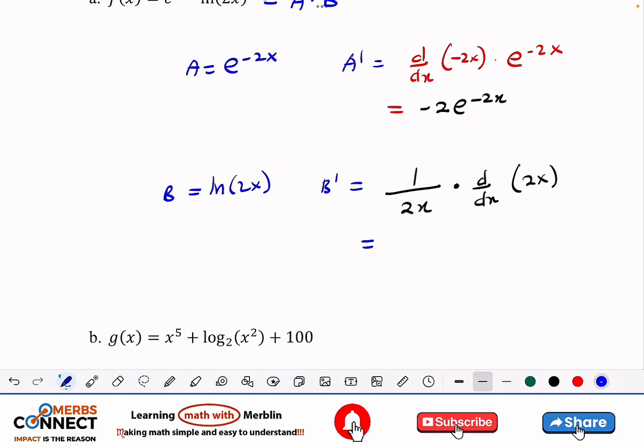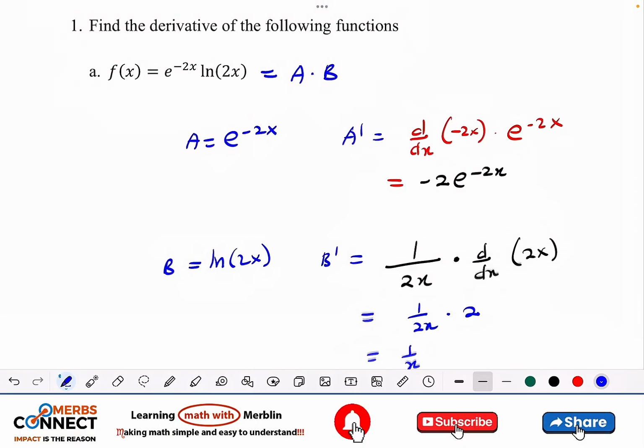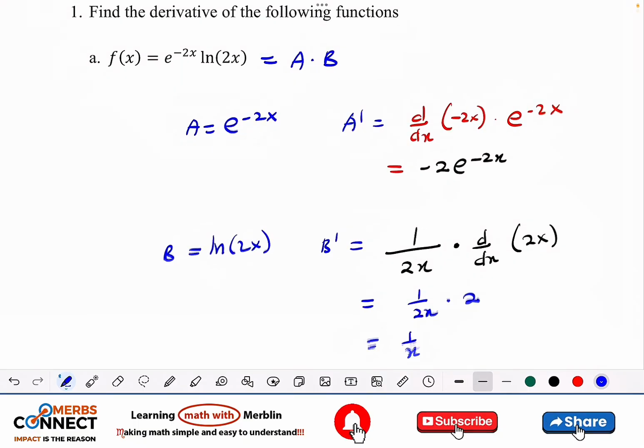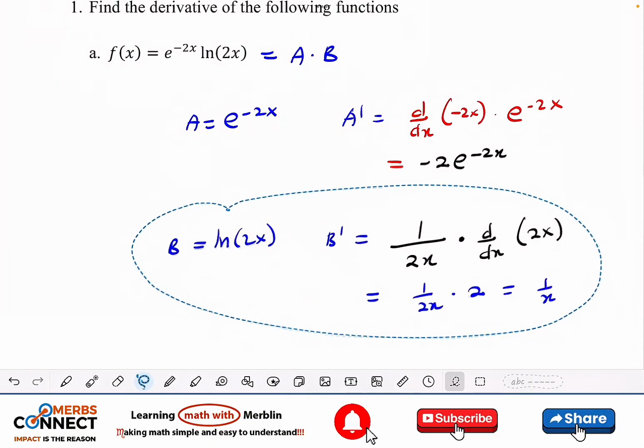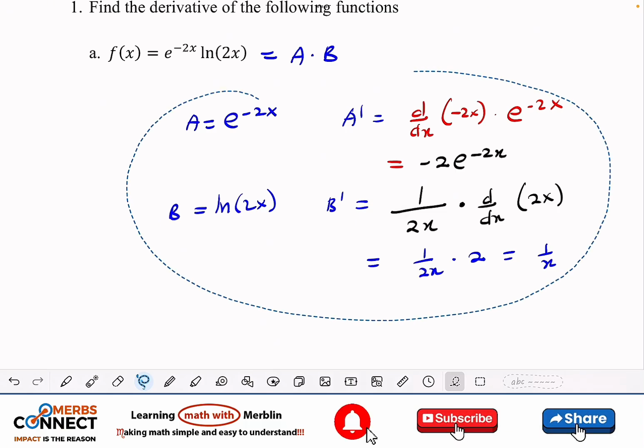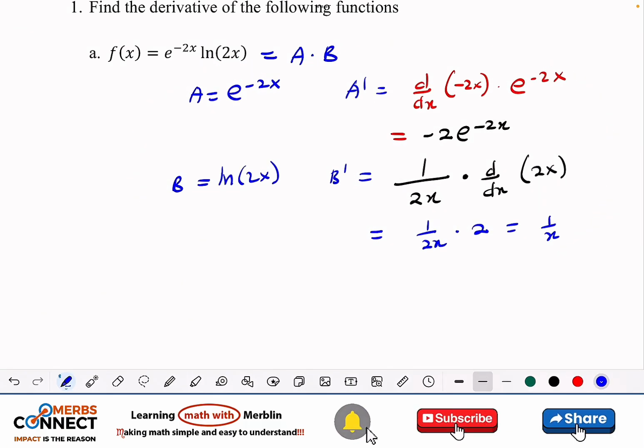What are you going to get from here? You're going to have something like 1 divided by 2x times, when I differentiate 2x, I get 2, and this is going to give us 1 over x. Good. So now that we've done the whole process, let's look for the f prime itself. Let me just shift this one here so that I can be using the space. So now we know how to go through the process. What is f prime? We know that the formula for the product rule is a b prime plus a prime b, right?